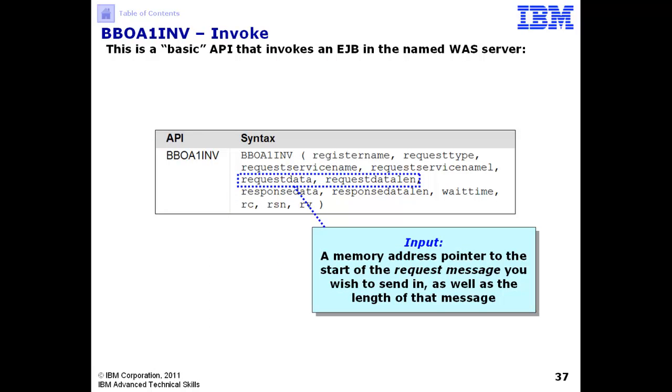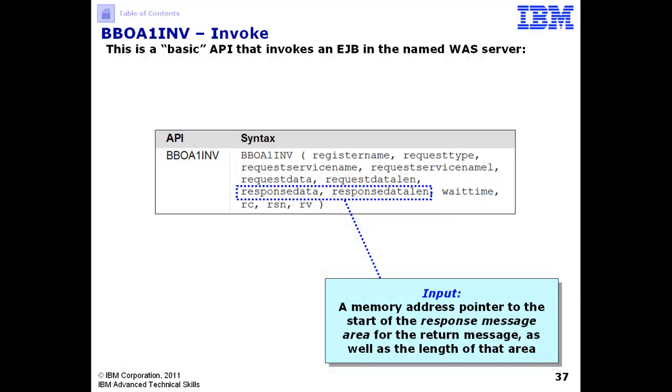The next 2 input parameters are the request data you wish to send in and the length of that data. When using the API, you don't actually pass in a long string of request data. You pass in a memory pointer to the start of the request data, and you pass in the length of the request message. WOLA then goes to that memory location and grabs the specified length and processes it across the WOLA registration. The next 2 input parameters provide the memory location and memory area length for the response data you will get back from the Java program in WAS.